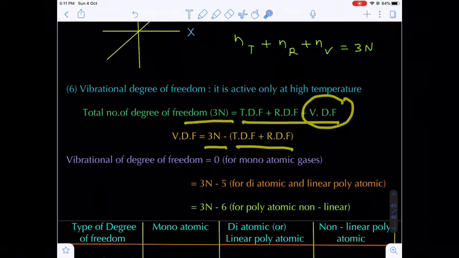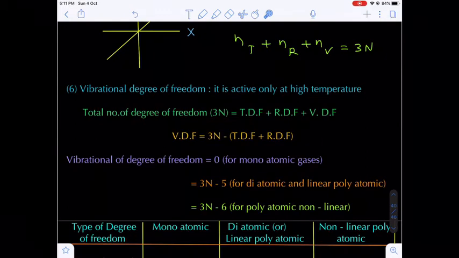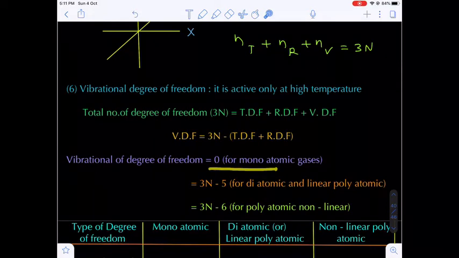Now here, in case of monoatomic gases, you see there is only a translational degree of freedom. There will be no rotational, there will be no vibrational. Are you getting my point? That's why there will be no vibrational degree of freedom for a monoatomic gas.